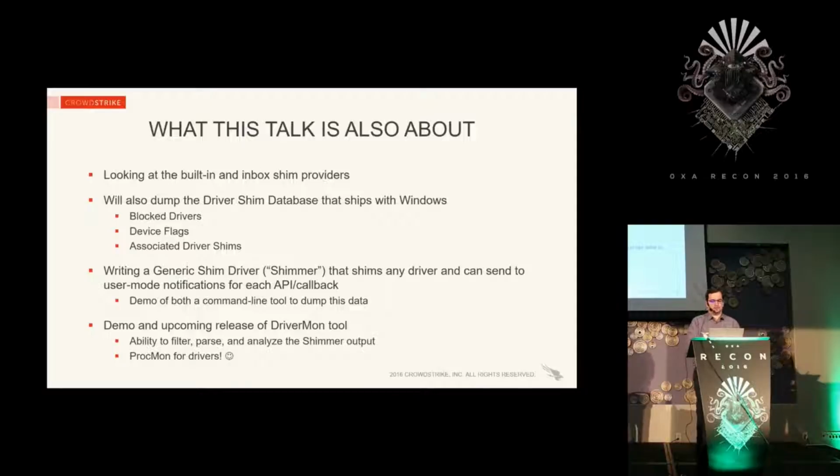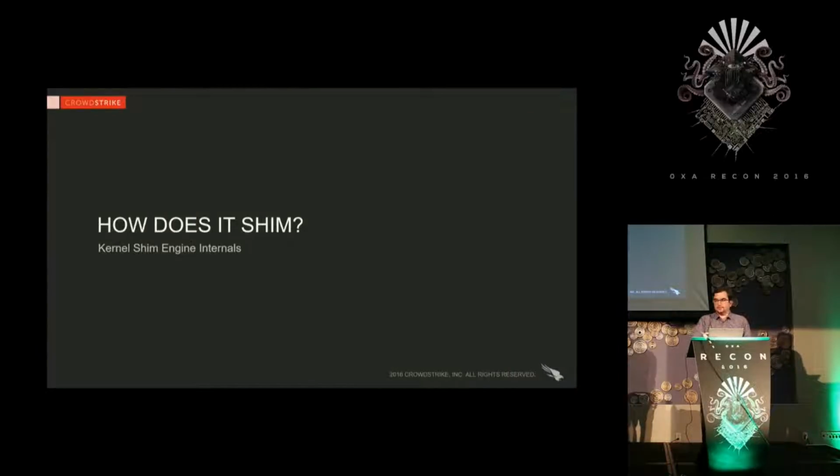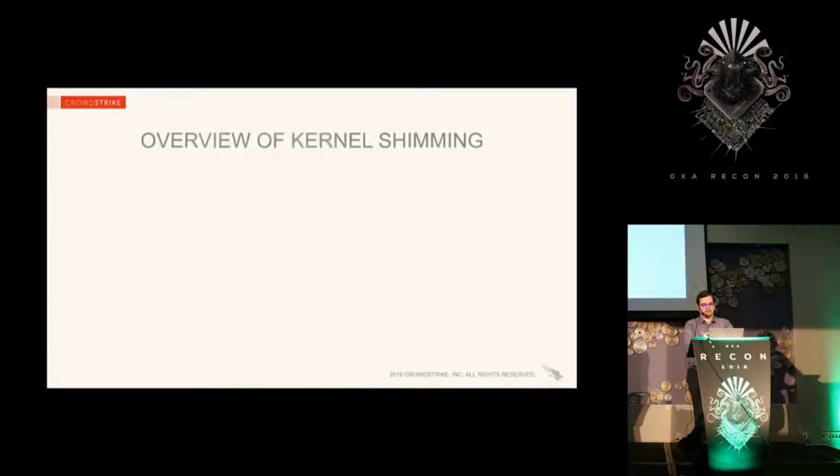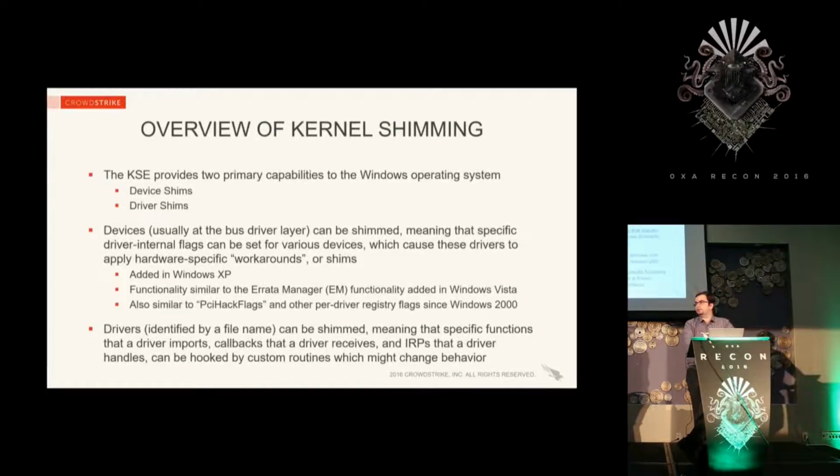And then I'll do a demo of the drivermon tool, which I think will be pretty cool. So let's talk a little bit about how the kernel Shim engine actually does its work. Basically, the whole point of the kernel Shim engine is to provide two types of shims, or app compat. Whenever we say shims, we always talk about app compat behavior, basically. And there's device shims and driver shims.